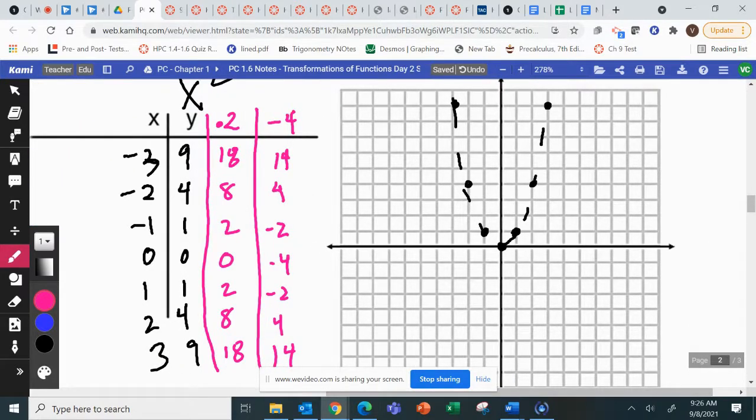So when I do that, I get a couple points that don't fit on my graph, so I just won't graph those. So -2, 4, -1, -2, 0, -4. One nice thing about when we graph parabolas and absolute value is that they are symmetric. So once you plot a few points, you just have to mirror the rest of the points.